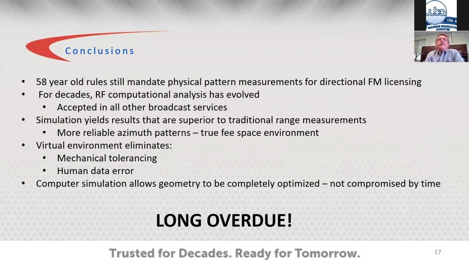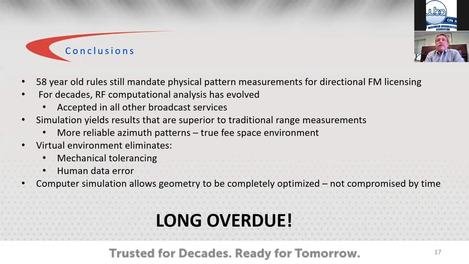So some conclusions here. We've got 58-year-old rules that still require FM manufacturers to measure the physical models for FM directional licensing. And we've seen for decades, computer modeling has evolved in all other broadcast services except FM. And we believe, and we believe we've shown, that simulation yields much superior results compared to traditional range measurements.